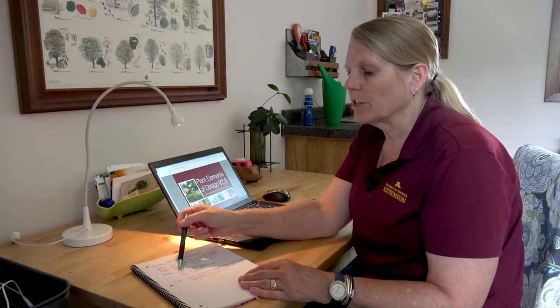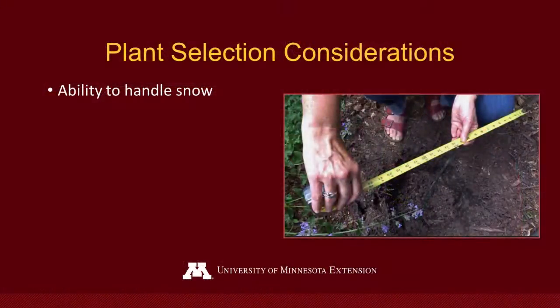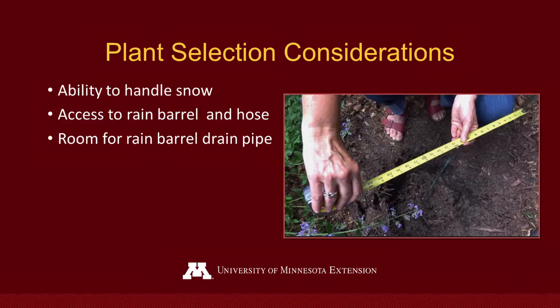Some other considerations we need for this space are snow removal. This is a location, a garden bed, where we dump a lot of snow from the sidewalk and a little bit from our driveway as well. We want access to that rain barrel to be clear, also access to the hose on the hose ring, and then the rain barrel drain pipe. We need to be careful about that. We don't want to be digging into that or breaking it.